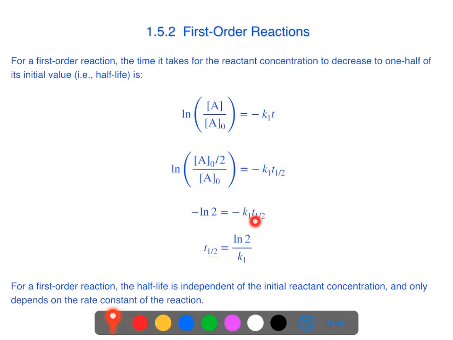T1/2 is equal to the ln of 2 divided by the rate constant K1. So unlike zeroth order reactions, for a first order reaction, the half-life is independent of the initial reactant concentration and only depends on the rate constant of the reaction.